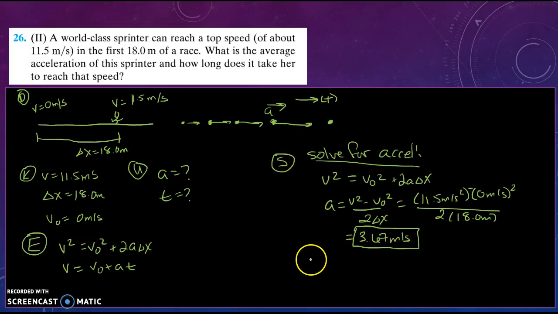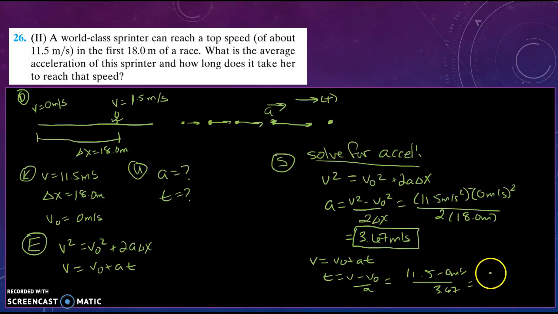Then, knowing this, I'm going to solve for time. v is equal to v naught plus at. Solve for time: v minus v naught over a. Plug in my numbers, and I get 3.13 seconds for my time. And there you go.